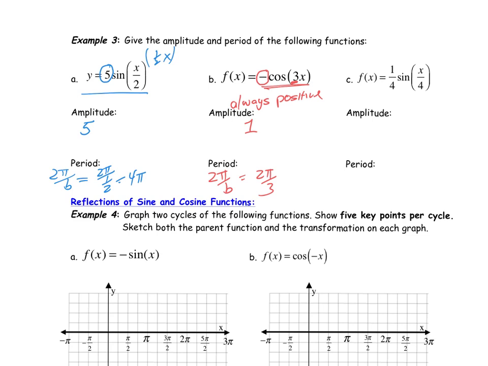And the last one, we have 1/4 sine of x over 4. The amplitude is 1/4. This is the same as 1/4 x, so b is 1/4. The period is 2 pi over b, which is 2 pi over 1/4, which would be 2 pi times 4, which is 8 pi.